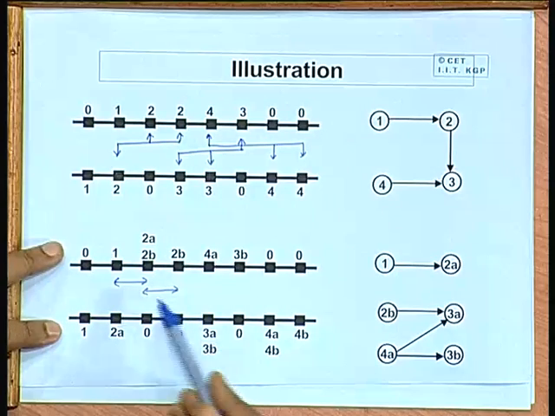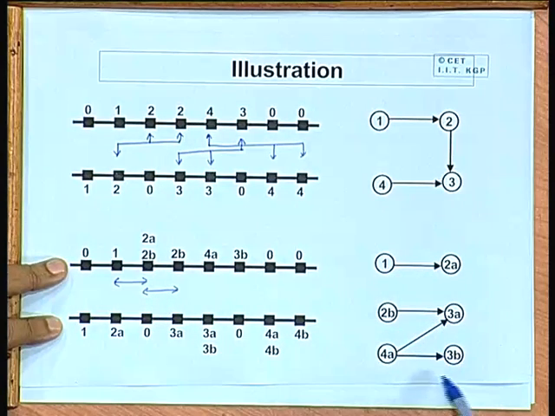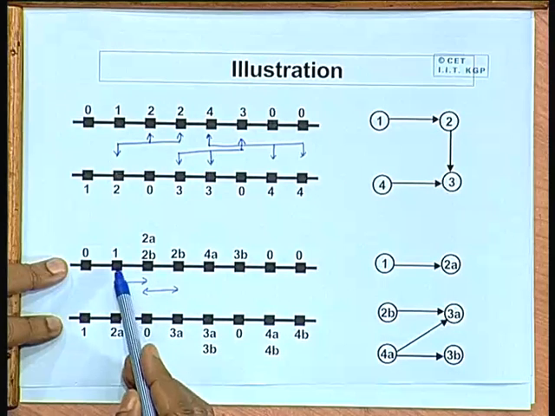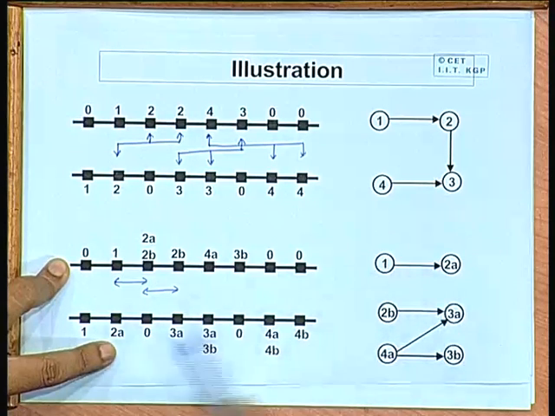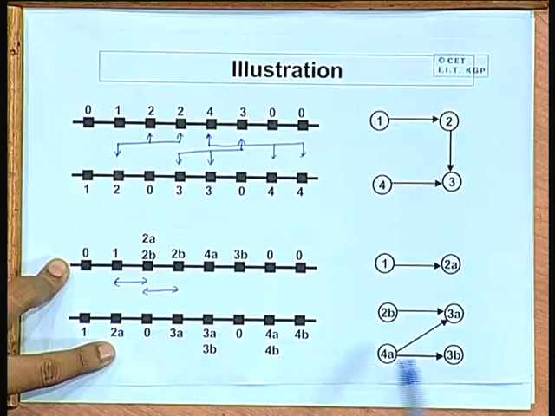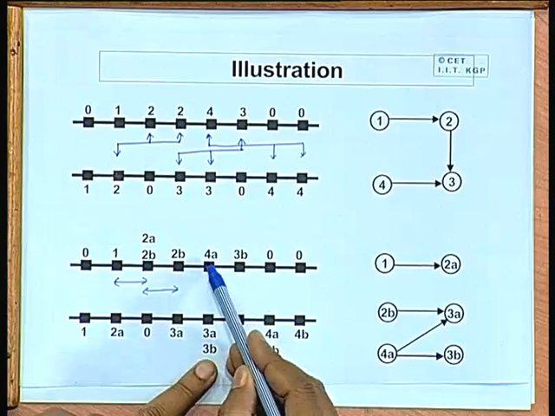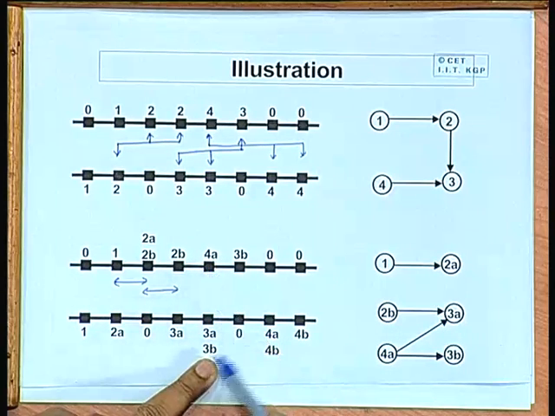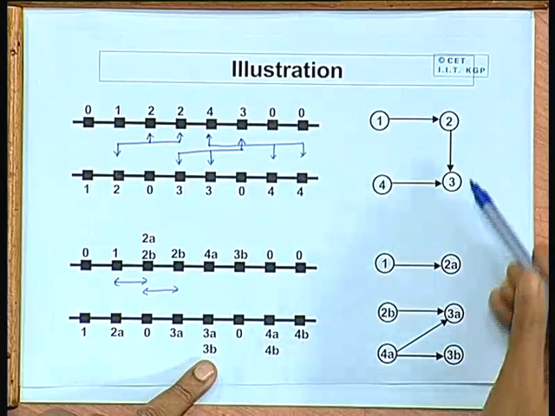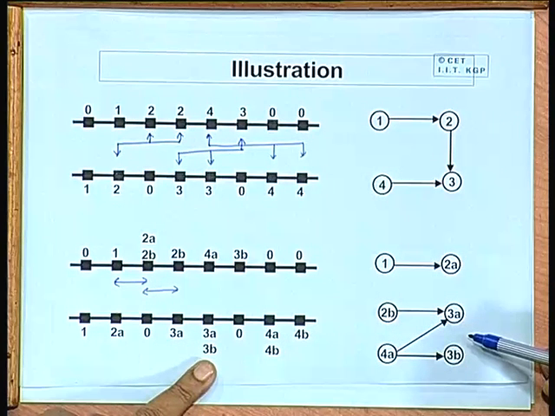Now, as we do this renumbering, our VCG also gets modified. So, now the constraint will be 1 to 2A, 2B to 3A, 4A to 3A and 4A to 3B both, that is all. So, our VCG also gets modified.